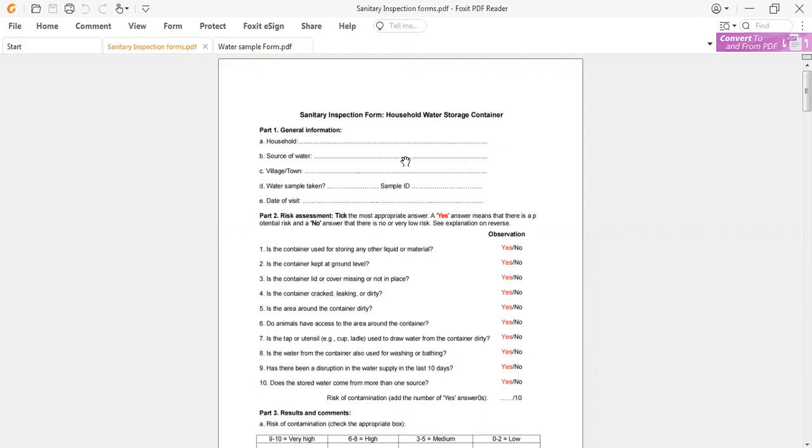Good evening, everyone. So I'll be treating the topic how to analyze risks of water contamination using the sanitary inspection form. So we'll start by defining sanitary inspection. Sanitary inspections are short, standardized observation checklists that can be adapted and used by stakeholders to assess risk factors at or near sanitation facilities and identify appropriate actions to safeguard public health.